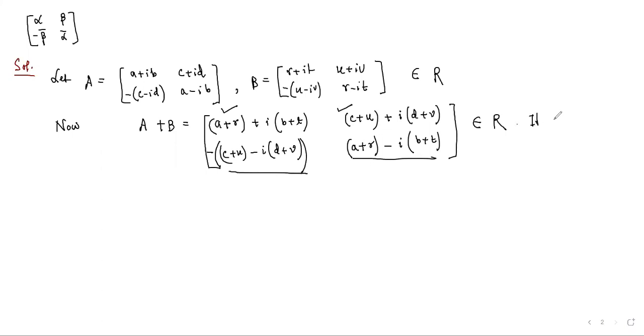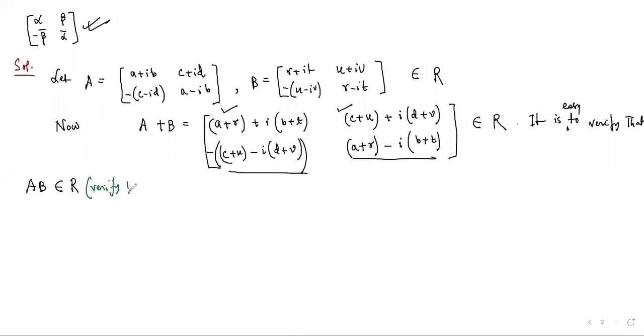It is easy to verify, and I'm not going to show it right now, that if I consider the product of these two matrices, it will also take the form which is given in the set R. So AB will also belong to the ring R. I am leaving this verification for you.